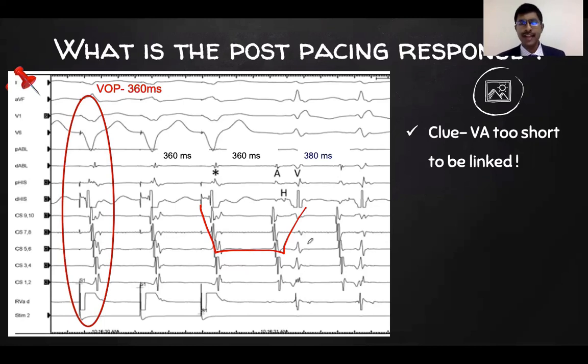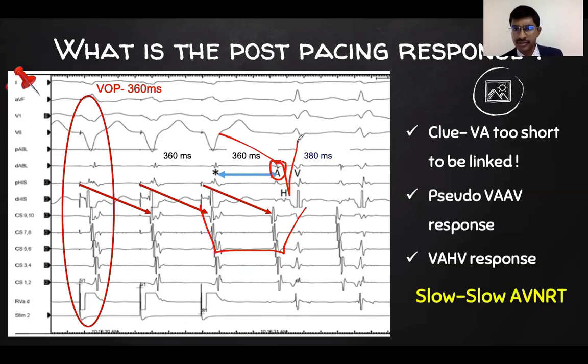Hence, you have to answer the very important question: what is the last entrained atrial beat? And in this case, this is the last entrained atrial beat. Hence, the VA linking is not the way that we thought. It is in fact such long. So the true response is a VAHV response. With such long post-pacing intervals again, this was a case of slow-slow AVNRT.